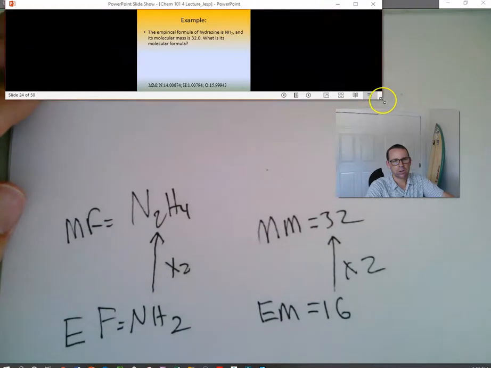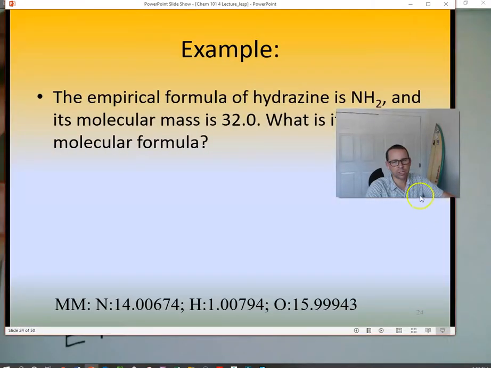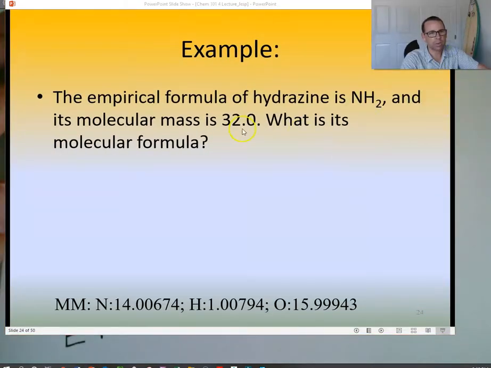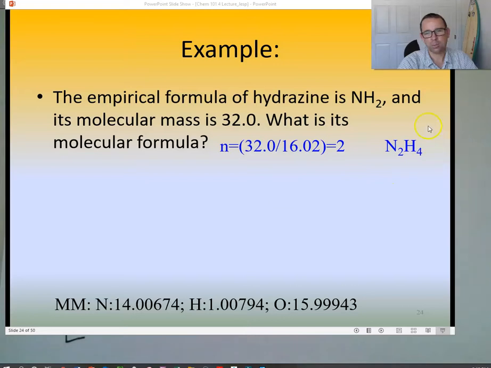Excellent. So we were given information about the empirical formula. We were given information about the molecular mass. We got the empirical mass just from the empirical formula, right? And so all that information allowed us to identify what the molecular formula is.